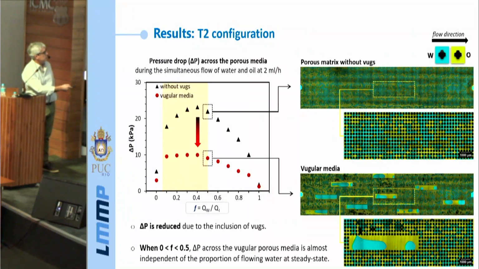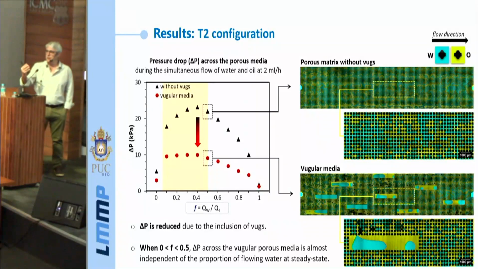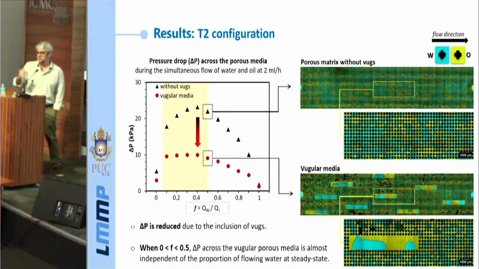So let's start here. F is how much water you're flowing with respect to the total flow rate. So when F equals 0, you only have oil flowing. As expected, if I have a porous media without vugs, I need a higher pressure difference to pump that flow rate. If I have vugs, I'm creating regions of easy flow, so the pressure drop is going to decrease.